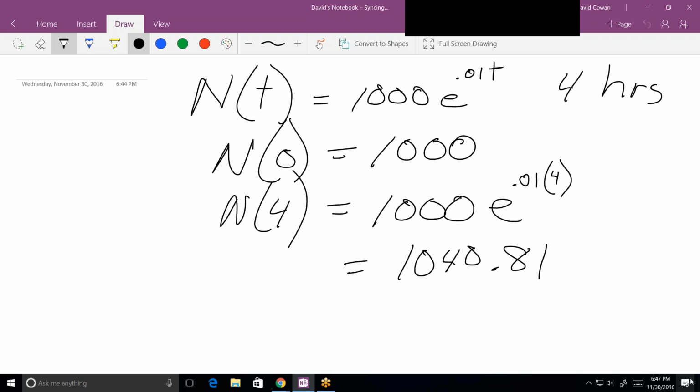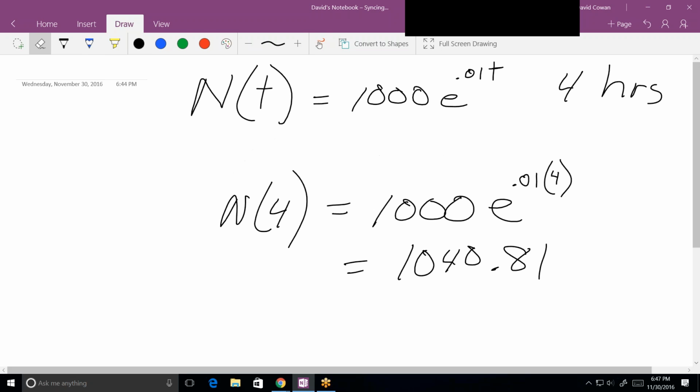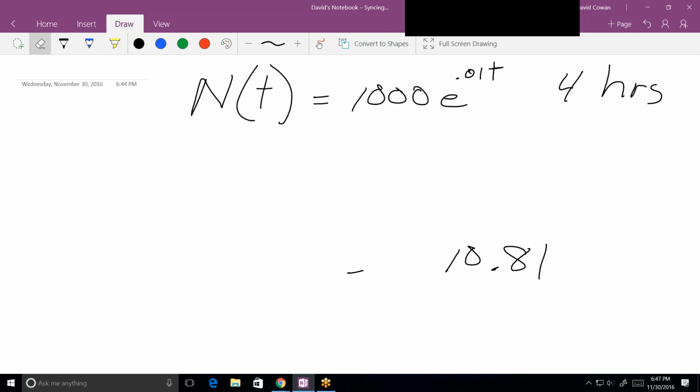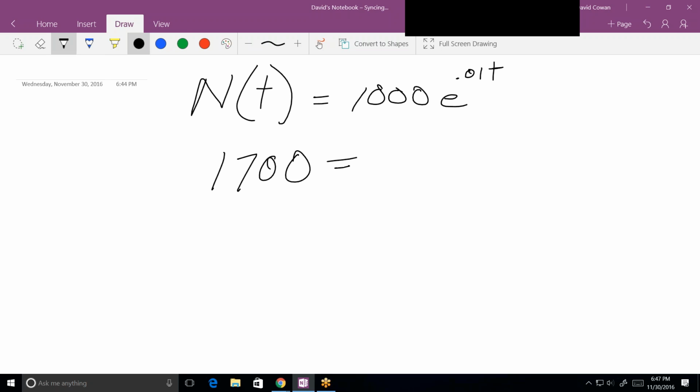What else do they want to know? When will the number of bacteria reach 1,700? Okay, when you get a question like this, you want to back up to the specific equation which they gave us. So what am I going to write? 1,700 equals 1,000 times e to the power of 0.01 times t. Now what? Divide by 1,000.